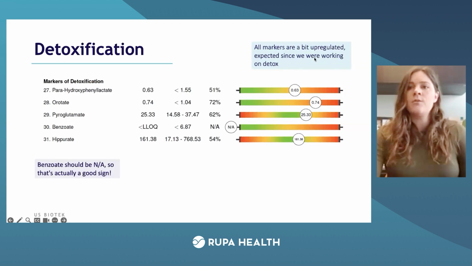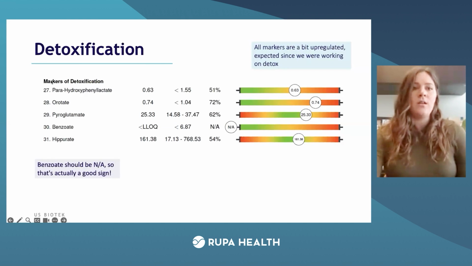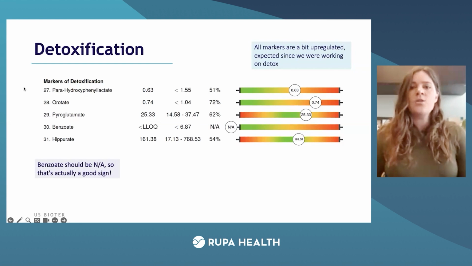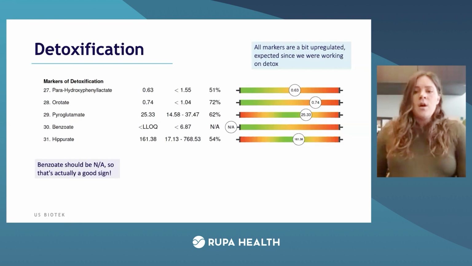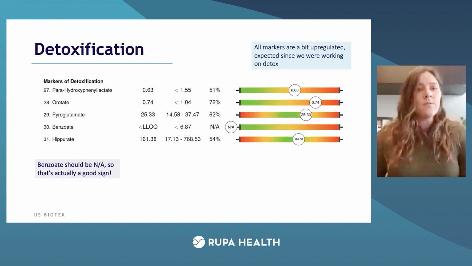Her detox section was great because I really love this example because we had been working on detox. So I expected to see things a little elevated. So 27, parahydroxyphenyllactate, that is a marker for glucuronidation. Glucuronidation is a phase 2 detox process. So we always want to make sure that is working fast enough to keep up with whatever your patient demands are. Orotate is a liver marker. It reflects the urea cycle.